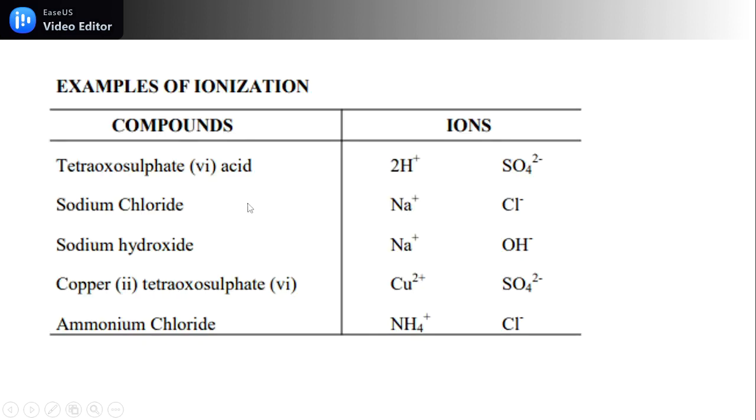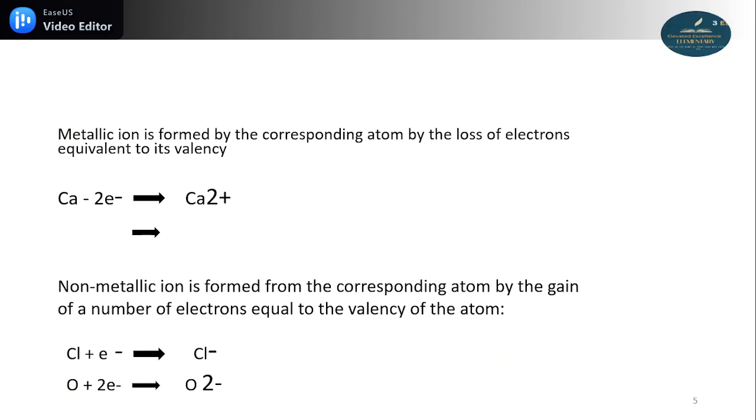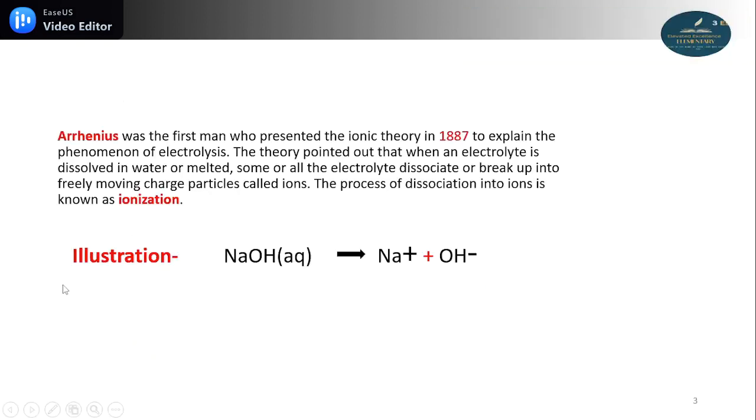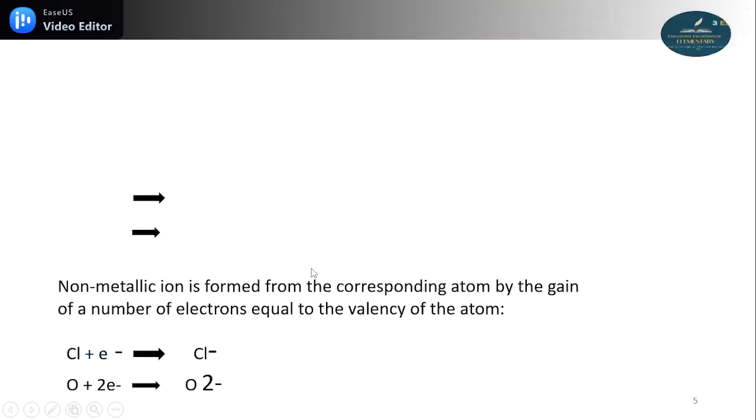So now, what do we refer to as an example? I know we have explained ionization. So what are examples of ionization? As we said, ionization is the chemical decomposition of electrolytes. Ionization is what? This is the process of dissociation into ions. The process of dissociation into ions is known as ionization, when these electrolytes, these compounds, dissociate into ions.